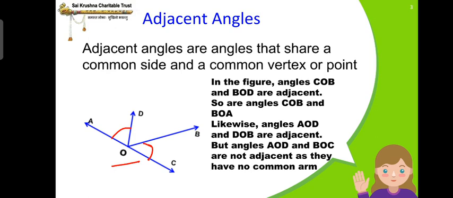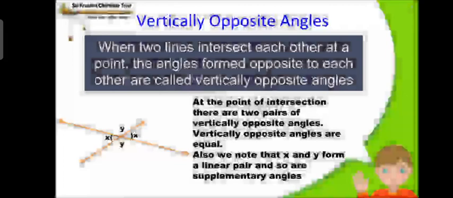Adjacent angles mean side by side angles, which share a common vertex and a common side. Next come the vertically opposite angles.